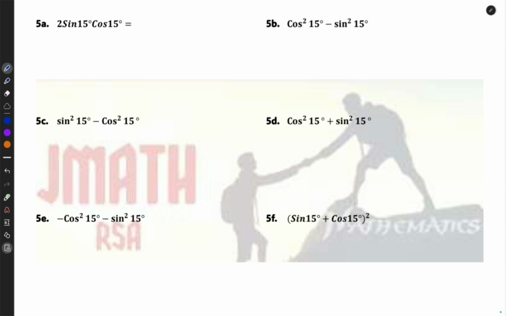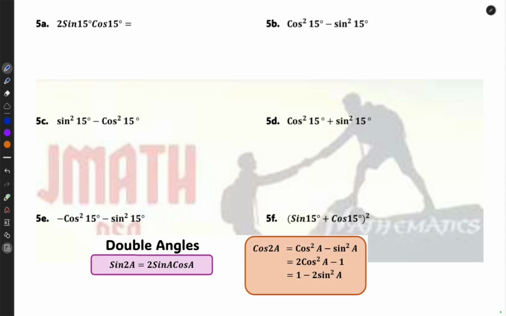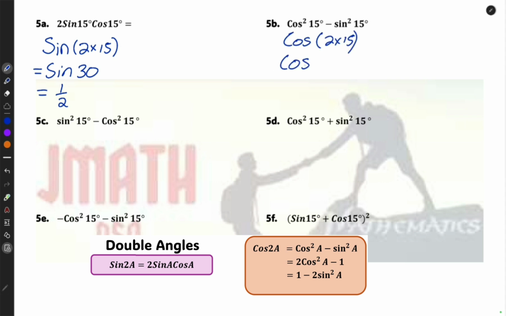Okay, question A. So 2 sine 15 cos 15. That is in the correct format. That is sine's double angle. So I can just say this is sine of 2 times 15, which is just going to be sine 30. And that is just a half. Okay, very easy. Next one, cos squared 15 minus sine squared 15. That is in the correct format. That is a cos double angle. So this is then just cos 2 times 15, which is cos 30. It is a special angle, so root 3 over 2.